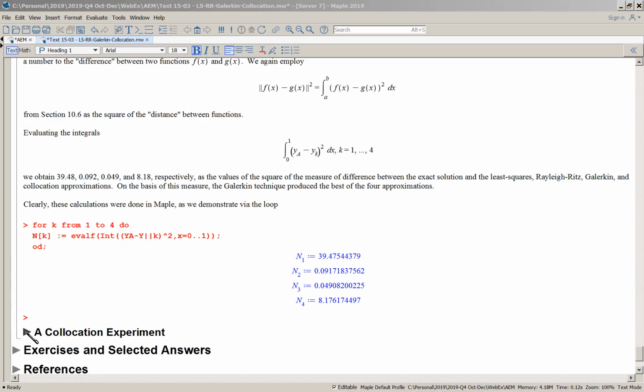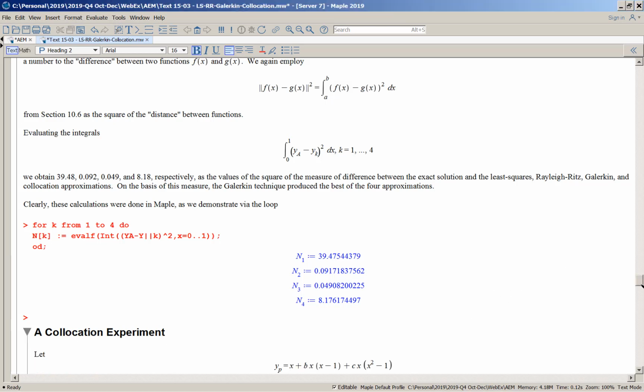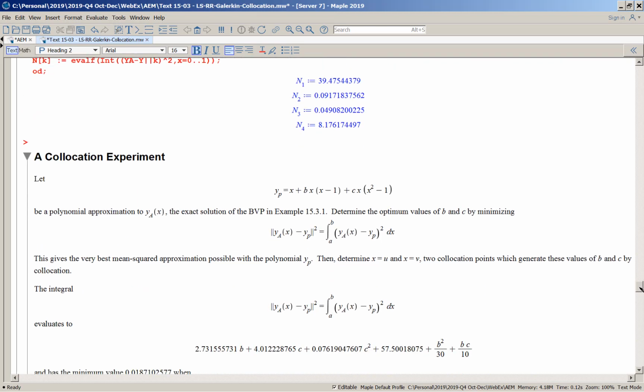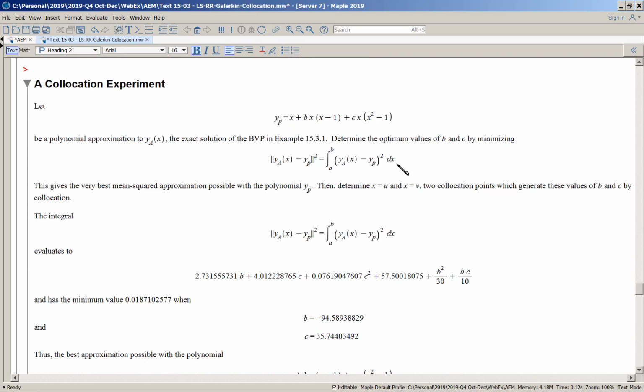Then finally, there is a collocation experiment which it behooved me to carry out. This is the approximating polynomial. But we know, in this instance, we know the exact solution. So let's look at the L2 norm of the difference between the exact and an approximate.